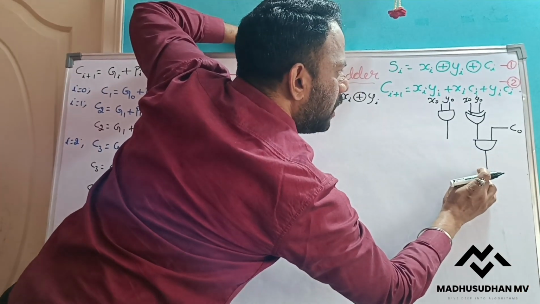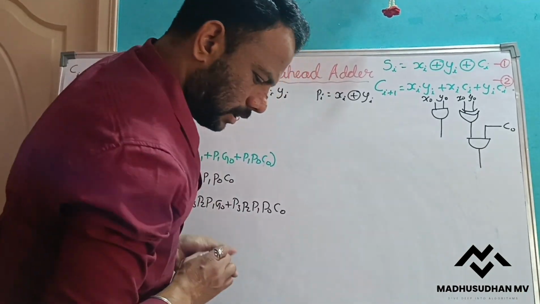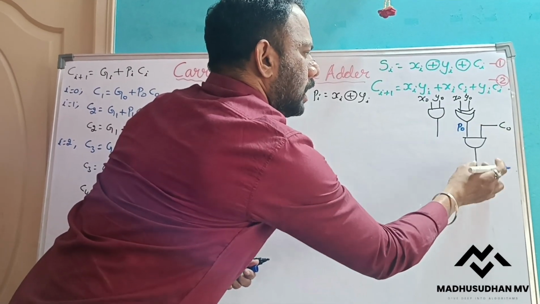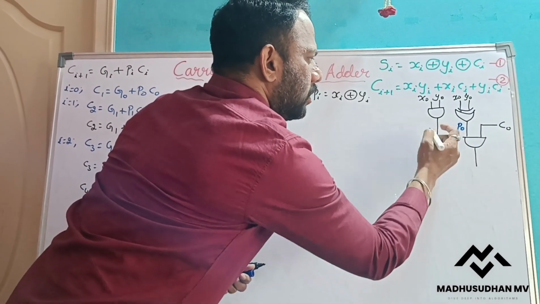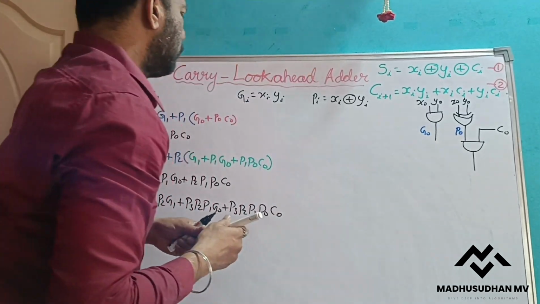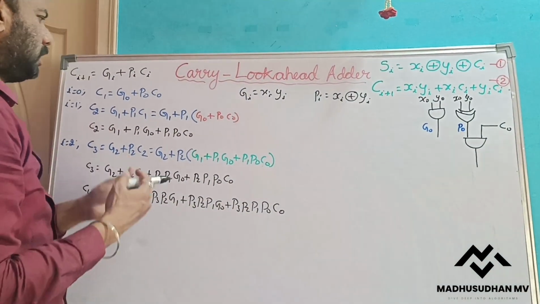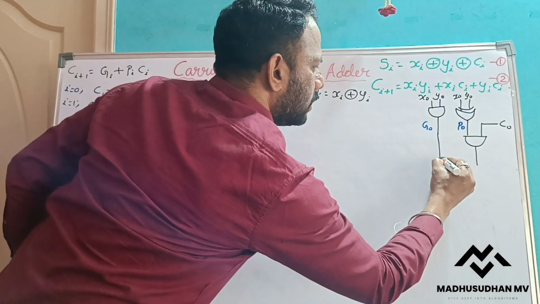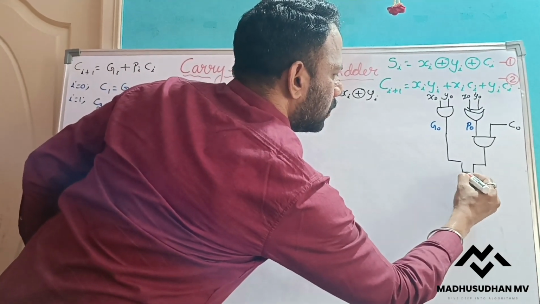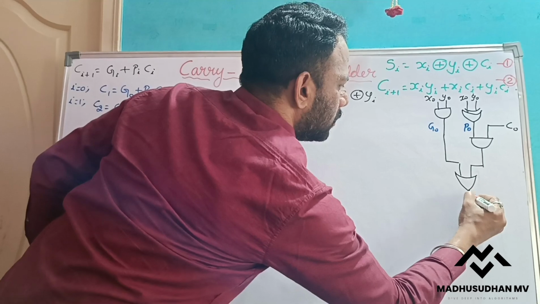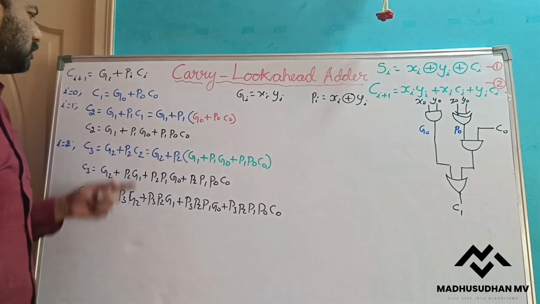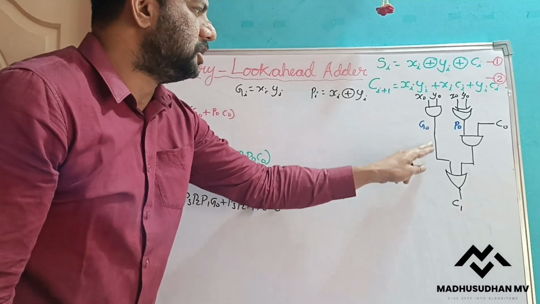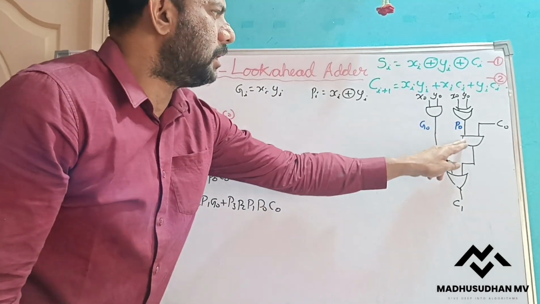Now here I am getting P0 into C0, and here I am getting G0. These two I need to OR, so an OR gate. Here I will get C1. So C1 is equal to G0 OR P0 into C0.